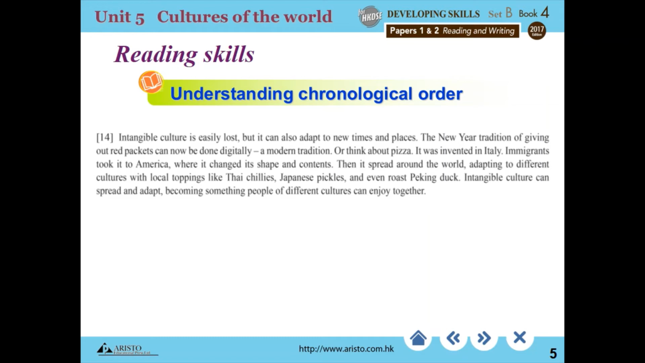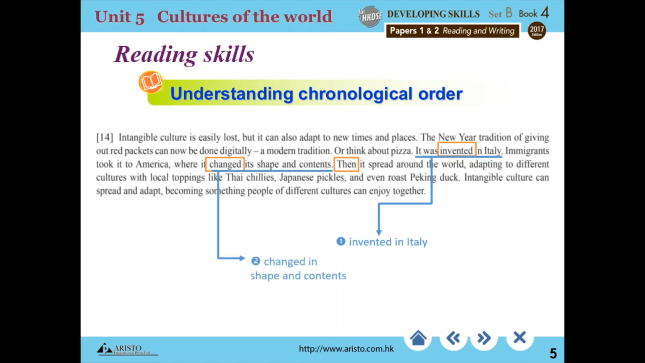Again, you can see some words and phrases signaling the sequence of some events. The first word here, invented, is a bit different from the ones we saw in the previous slide. This is a verb that tells you when something came into existence in the world. This tells you about the beginning of something, and in this case, the beginning of pizza. Next, we see the verb changed, which means something went from being one form to a different form. In this case, the pizza changed in shape and contents.